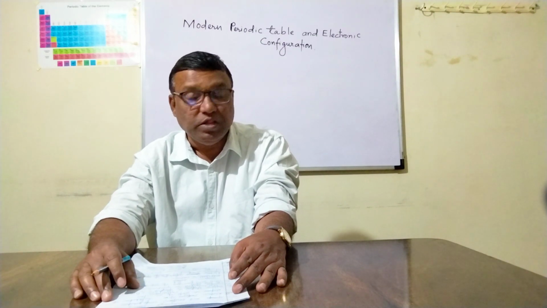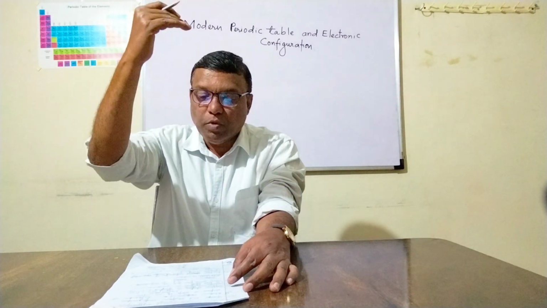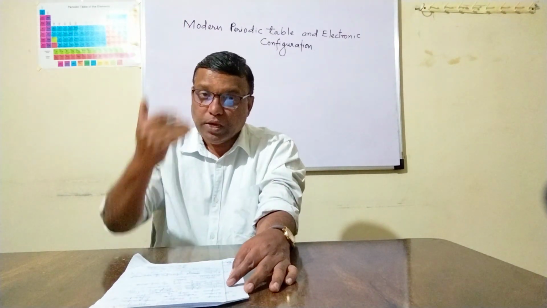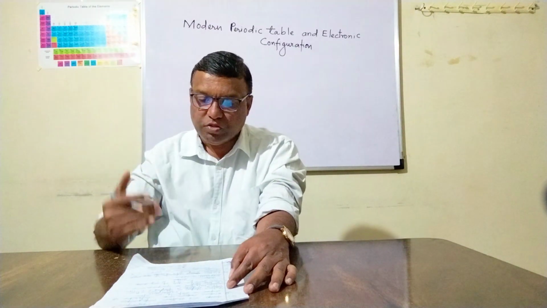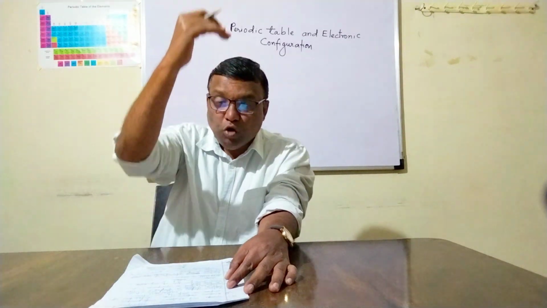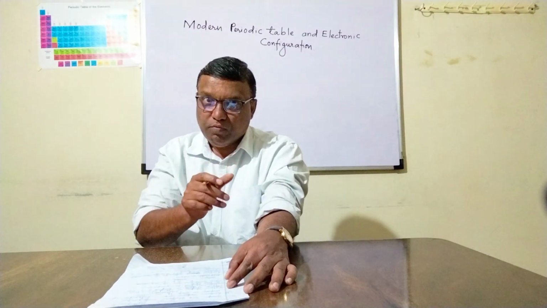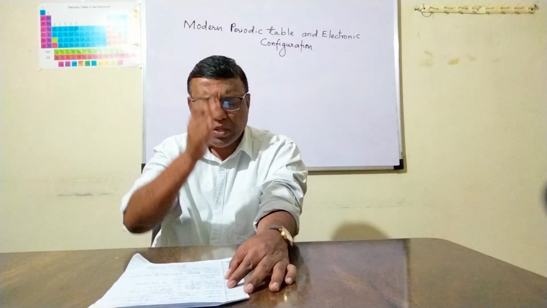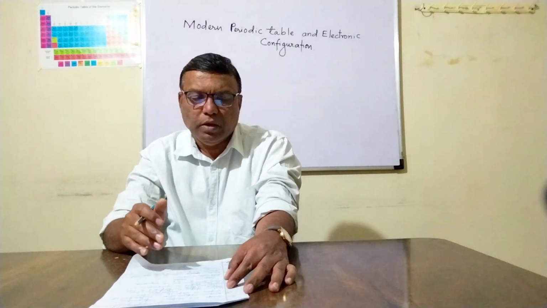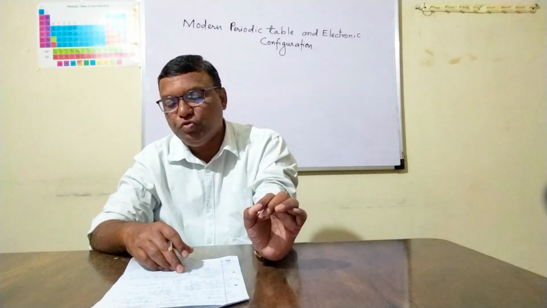Point number 5 is that while going from top to bottom in any group, group number first, group number second, group number third, you can select group number first and go top to bottom in the first group. In any group, if we go from top to bottom, one thing we can observe.